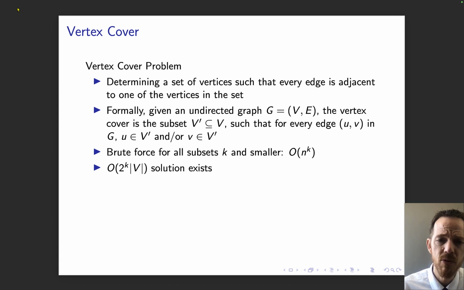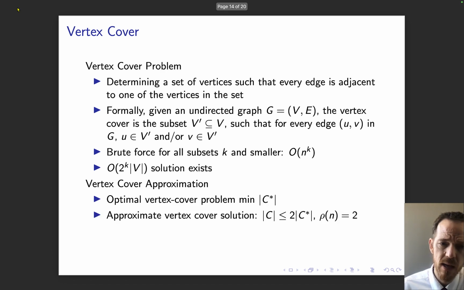If we take a brute force approach to find all subsets of k and smaller, we're looking at a big O of n to the k. That's terrible. There are solutions that exist for 2 to the k times the set of vertices, and even better than that. This is a well-studied problem.